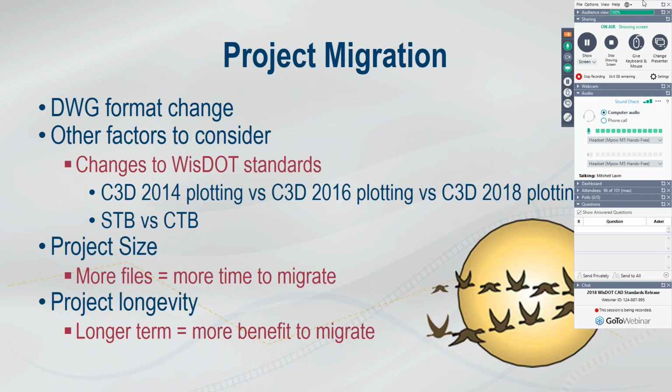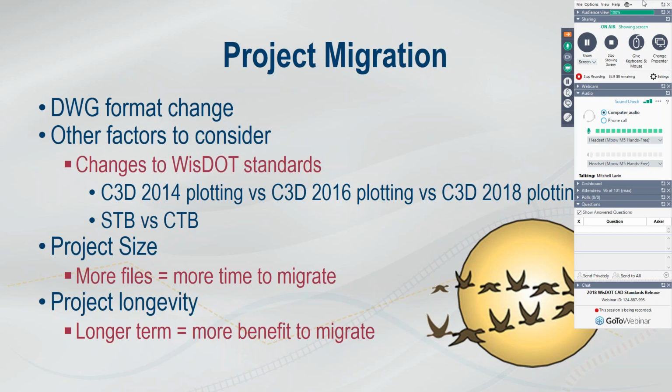In the case of a WisDOT Civil 3D project, drawing standards have played a big role in deciding to migrate a project to the next version. Specifically, we implemented plotting standards changes in Civil 3D 2016 that were completely different from what we included in our 2014 standards. The standards were implemented to solve recurring issues that we were encountering in support, but on the downside, it made it more difficult to move projects from Civil 3D 2014 to Civil 3D 2016.